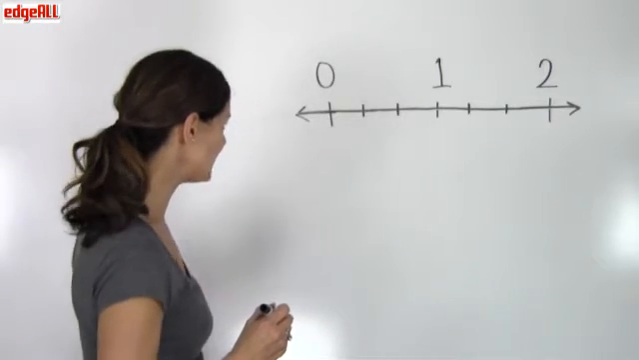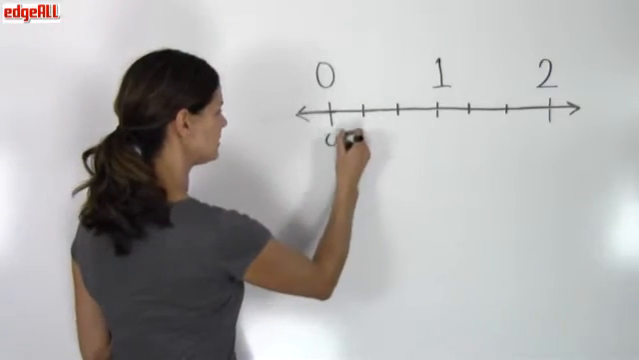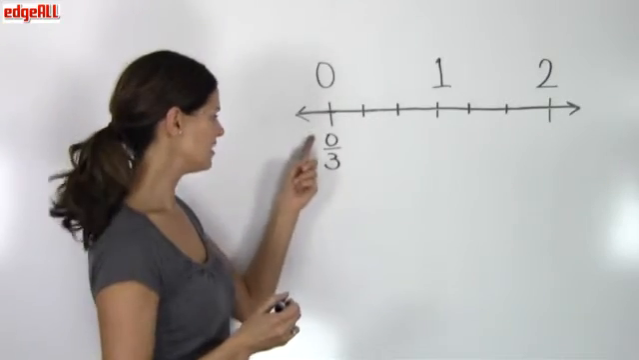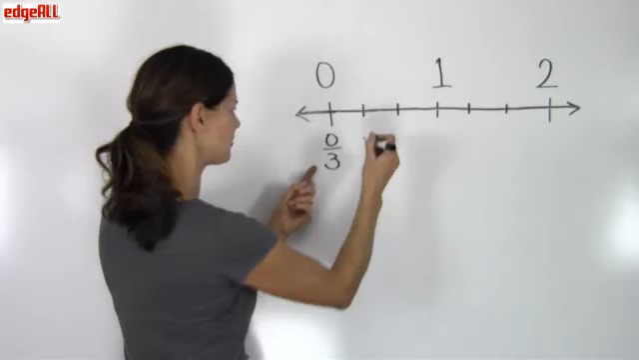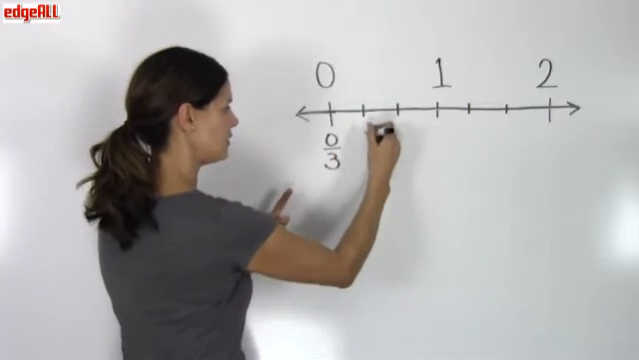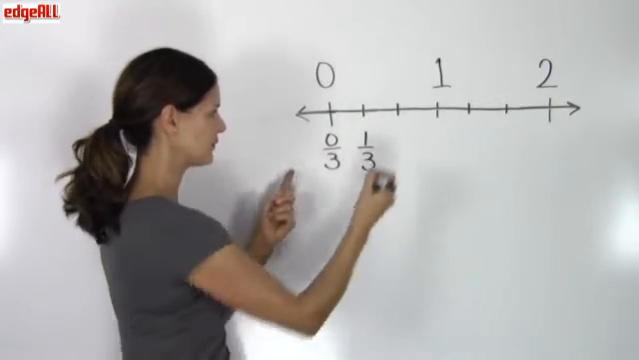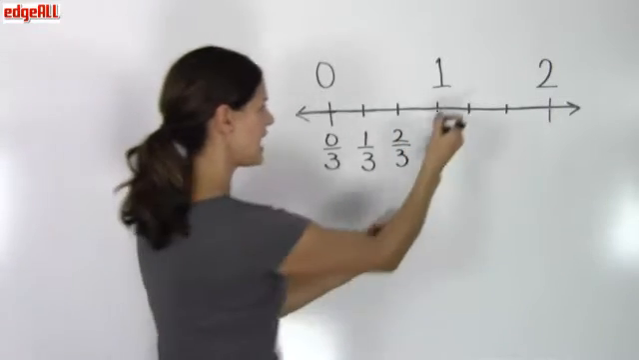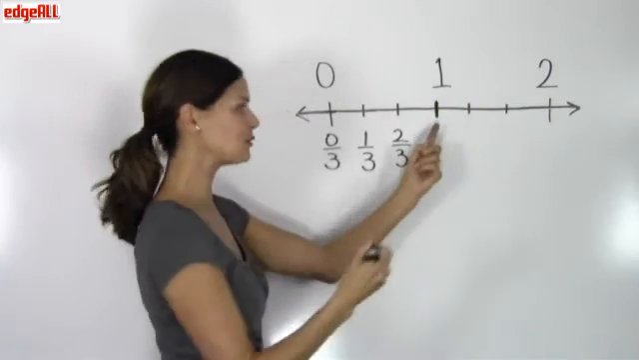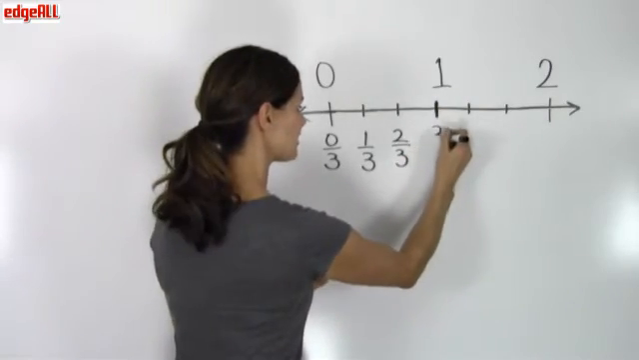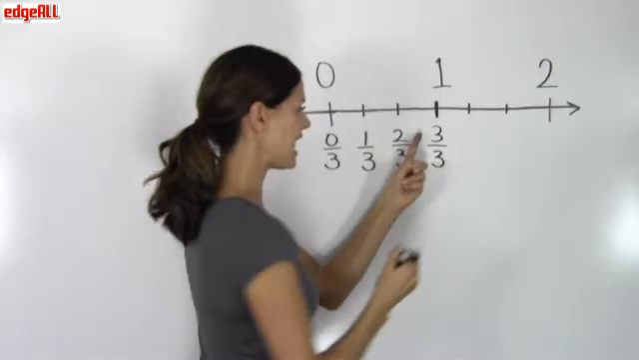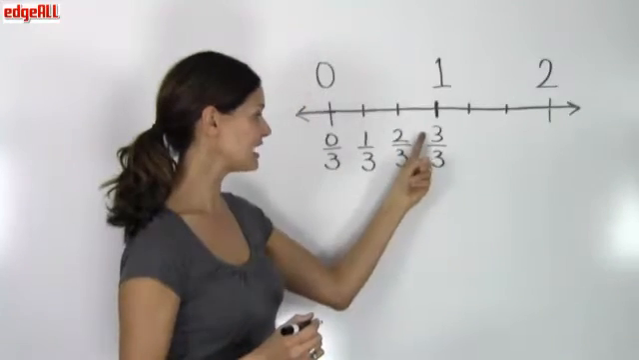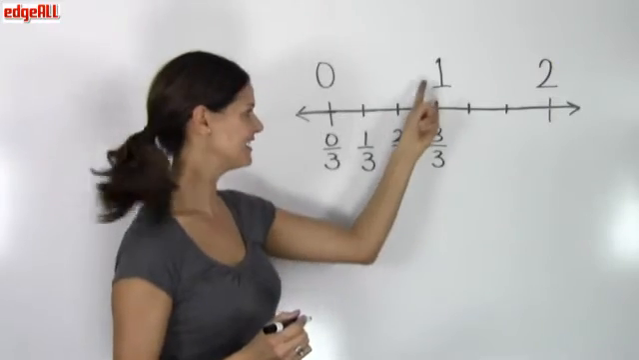So let's look at it on the number line. 0 still remains 0, even when we're looking at it as a fraction. 0 thirds, or 0 over 3. This mark here then would represent 1/3. 2/3, remember we're increasing from left to right, and here at the whole number 1, we're at 3/3. Remember that any number over itself equals 1, or 3 divided by 3 equals 1.